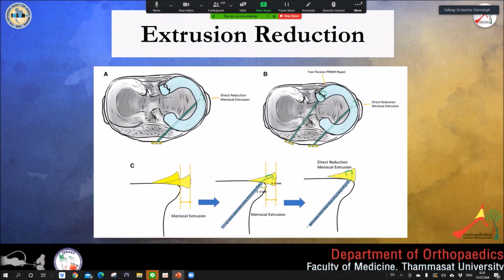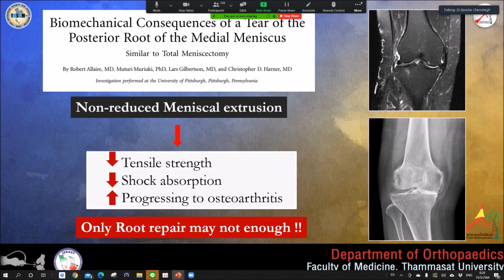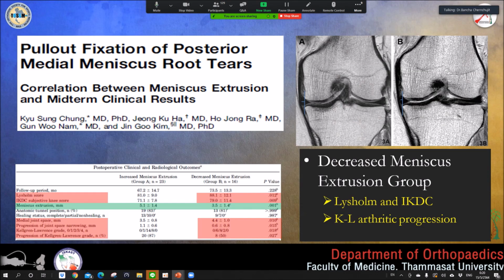So talking about the extrusion of the meniscus, as I told you that about 50% of the menisci, even if they healed, the extrusion cannot be solved. The patient still has extrusion. From this study, we found that the extrusion of the meniscus may decrease the tensile strength and shock absorption, and also cause progression of the osteoarthritis. So only root repair may not be enough. If you still have extrusion, okay, the patient would have symptoms.